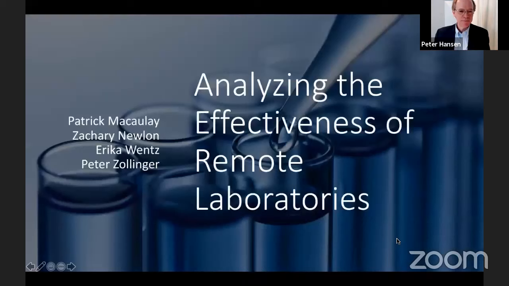So the next team up in line is analyzing the effectiveness of remote labs at WPI. You can introduce yourselves and you can begin.